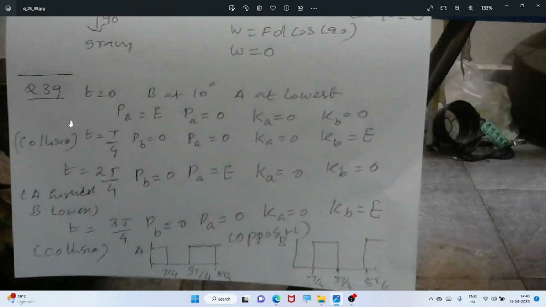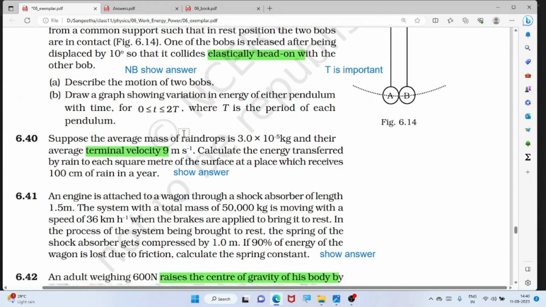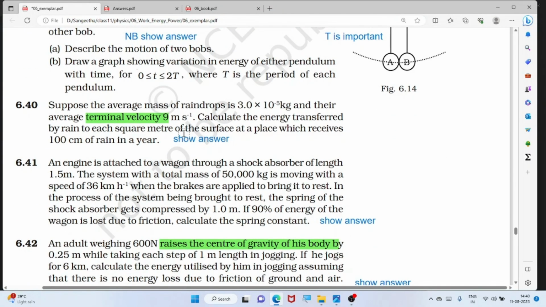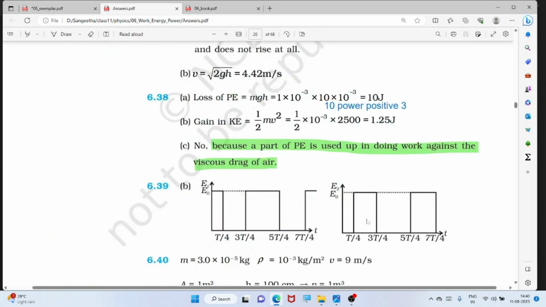Here t equal to 0, no collision. At t equal to 1/4, A and B are colliding. Again at 2/4, left side A, no collision. At 3/4 again there is a collision. Like this. So this period T/4 is important here.